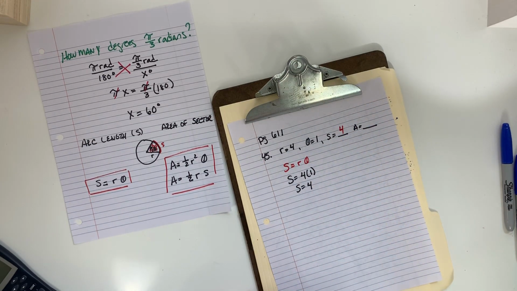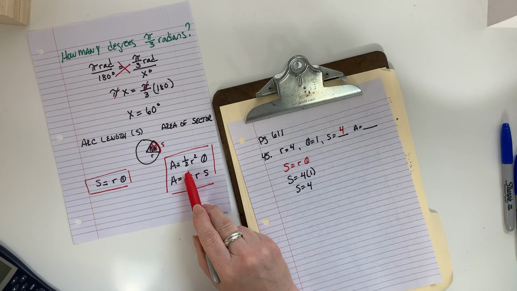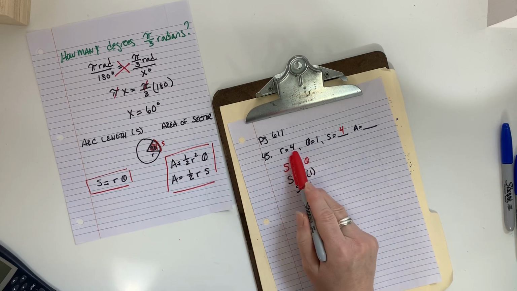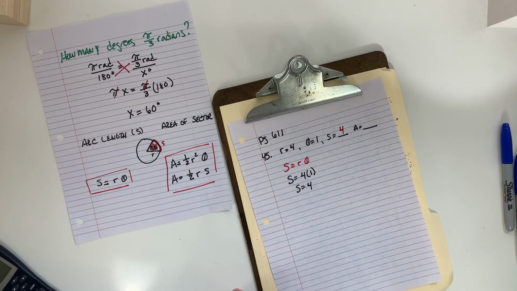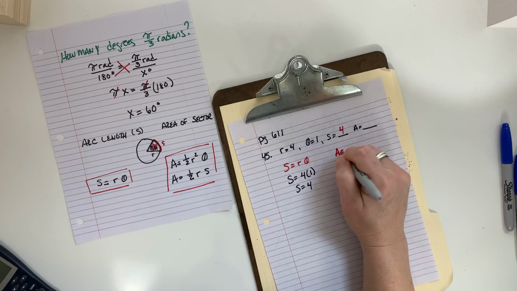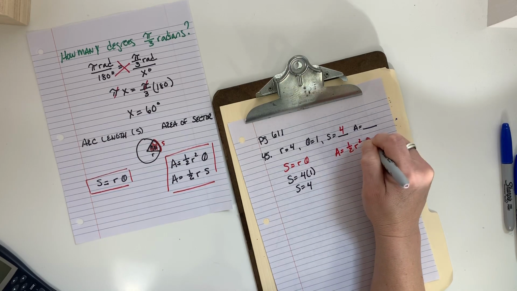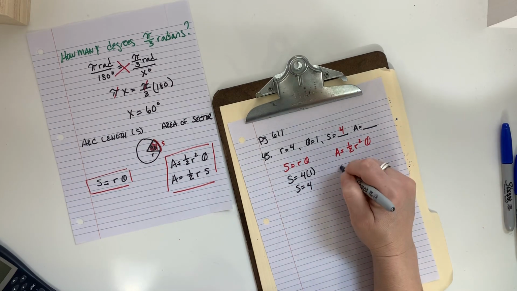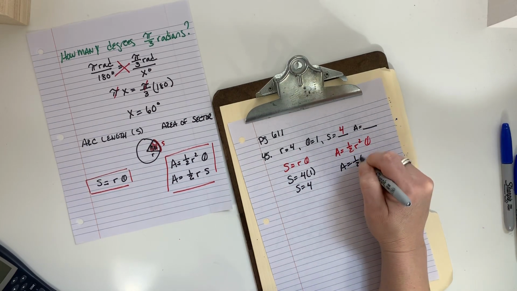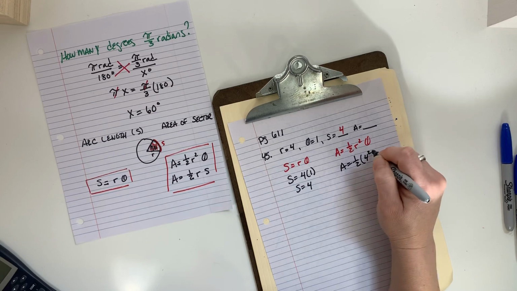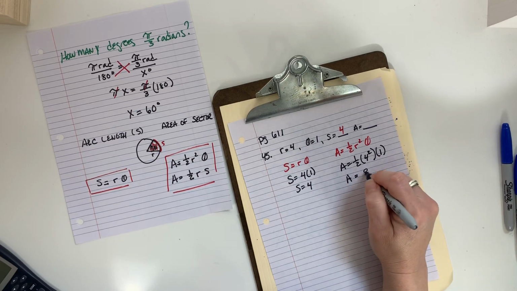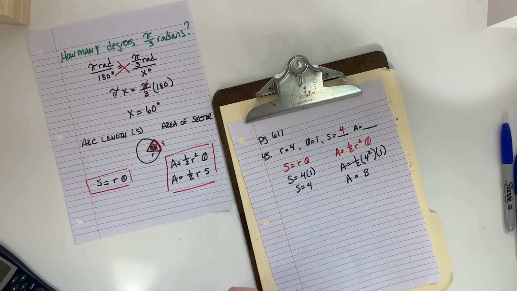Now let's take a look. How are we going to find the area? Area is equal to 1/2 r squared theta. Okay, we have that. We have r and we have theta. So let's use that formula. Our area is equal to 1/2 4 squared times theta, which is 1. So our area is equal to 1/2 of 16, which is equal to 8.